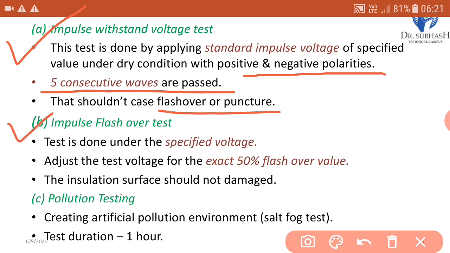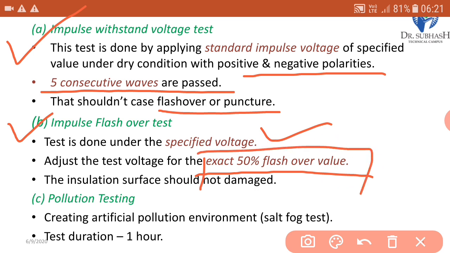Impulse flashover test. Test is done under the specified voltage. Adjust the test voltage for the exact 50% flashover value. The insulation surface should not be damaged.